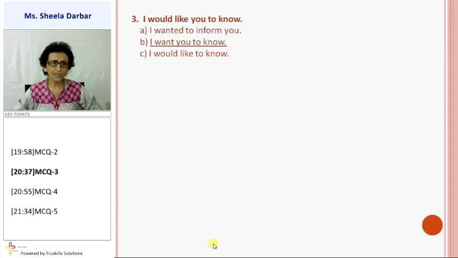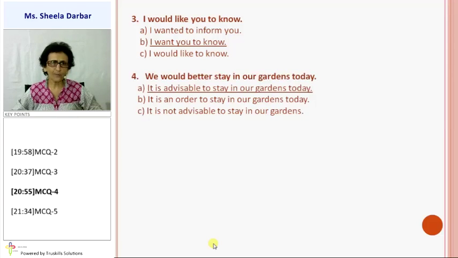Third one, I would like you to know, meaning I wanted to inform you, I want you to know, I would like to know. So I want you to know. Fourth one, we would better stay in our gardens today. So though both the dogs have met, they think, why make the masters angry and get at each other's throats? So they're saying, we'll stay in our garden. You in yours and I in mine. So what does that sentence mean? It is advisable to stay in our own gardens today.